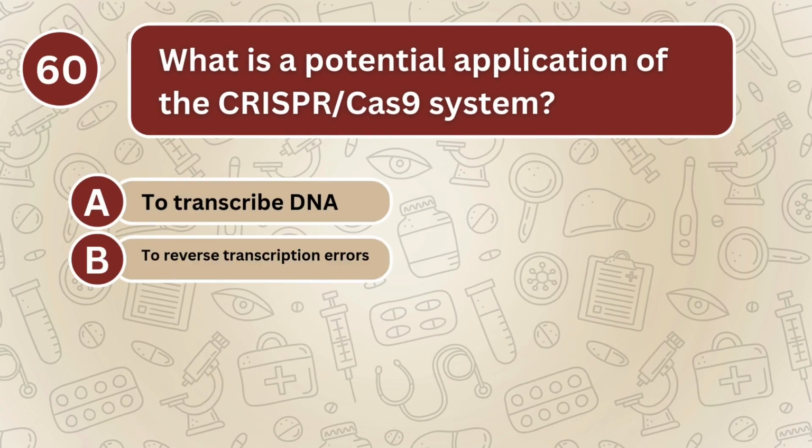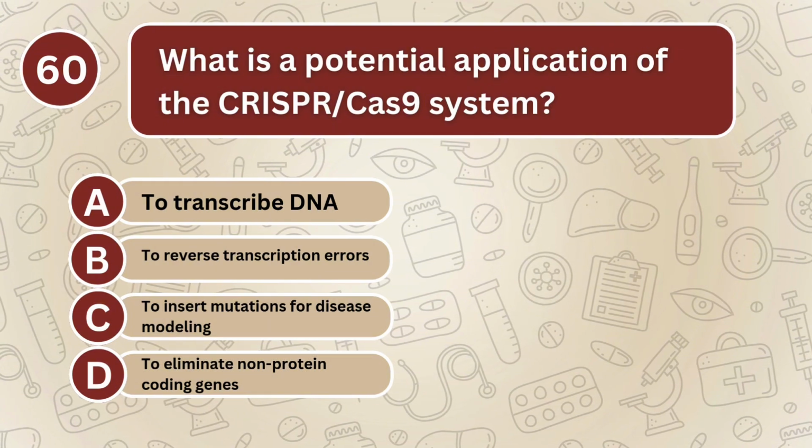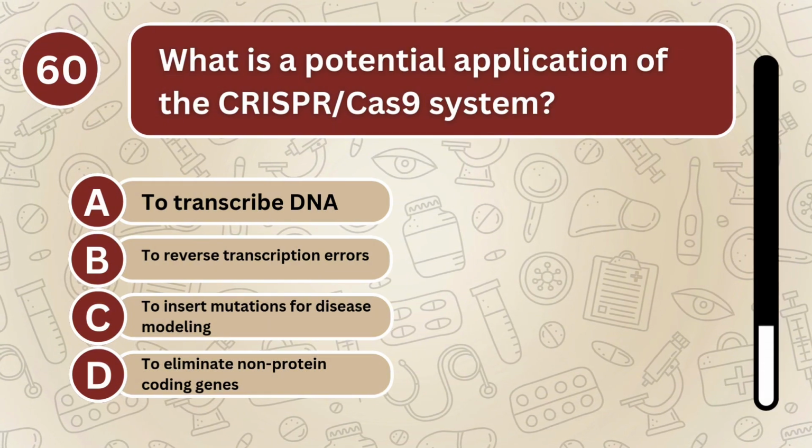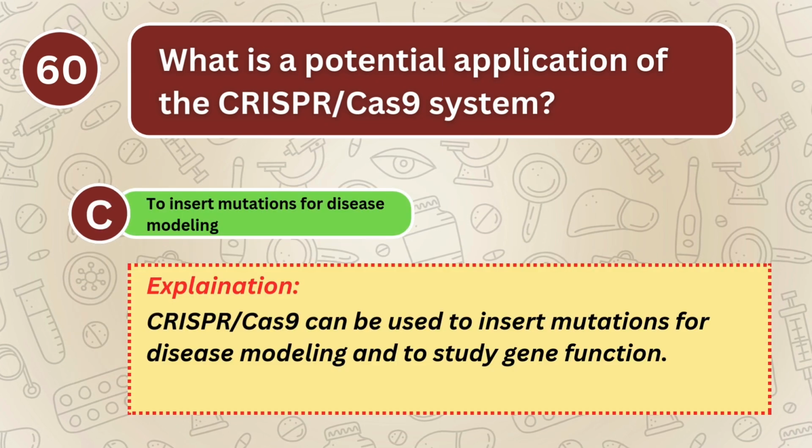What is the potential application of the CRISPR/Cas9 system? A, B, C, or D? Correct answer is C. To insert mutations for disease modeling.